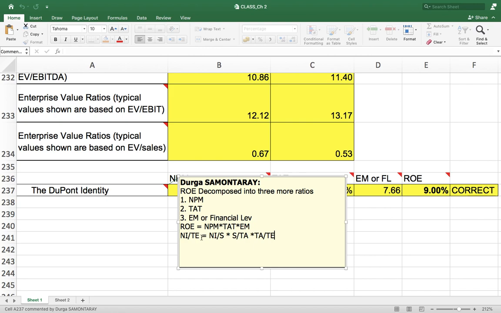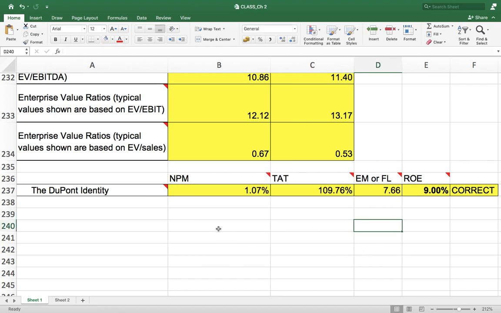And how do we do this? You see, net profit margin, net income divided by sales, sales divided by total asset, total asset divided by total equity, that is equal to ROE, net income divided by total equity.